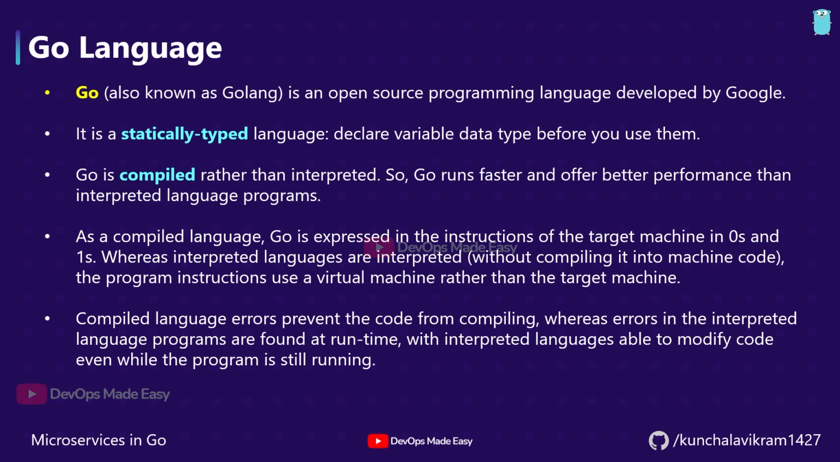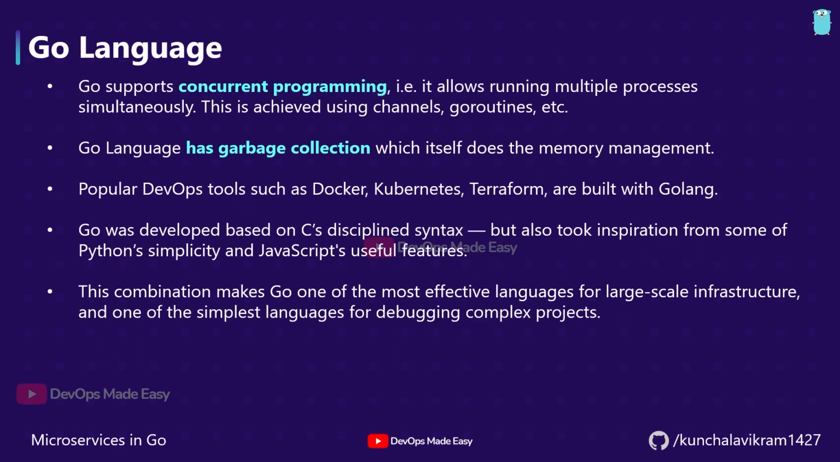Go being a compiled language, it is more powerful, faster, and offers better performance when compared to interpreter based languages. And also Go supports concurrent programming, that is, it allows you to run multiple processes simultaneously. This is achieved by using Go channels and Go routines. And also Go has automatic garbage collection, which does perfect memory management.